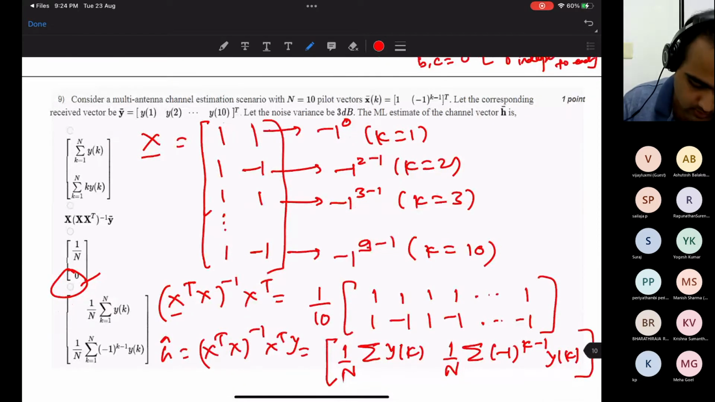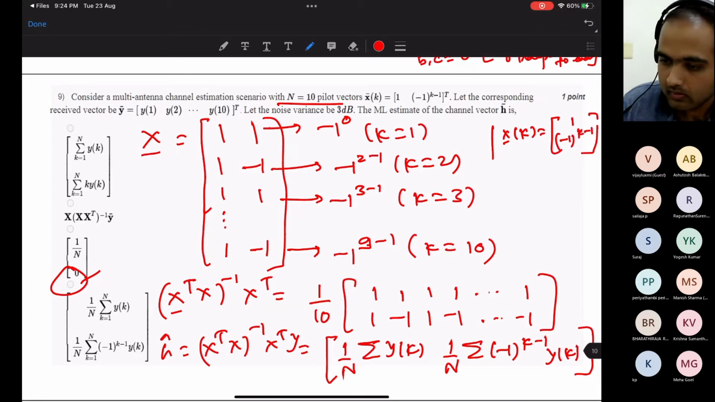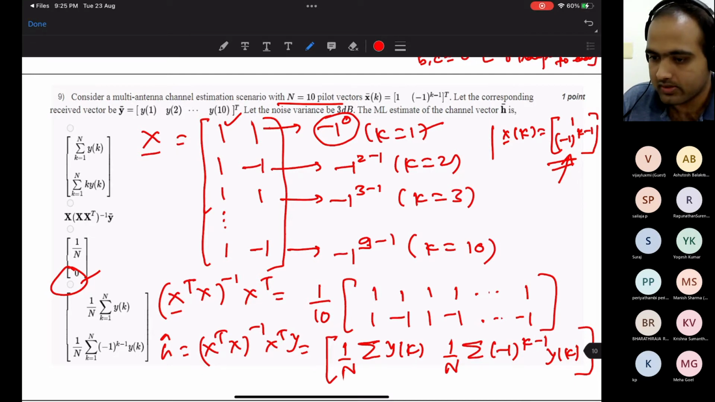Question 9. This is a very interesting question. We have 10 pilot vectors, so N is 10. Now we are given a form of xk, I'll just write it for clarity: 1, minus 1 to the power k minus 1. Let's see if k is 1. Substitute k here. 1 remains as it is, but the second element is now minus 1 to the power 1 minus 1, which is minus 1 to the power 0. And any number to the power 0 is 1 itself. So the first vector is 1, 1.